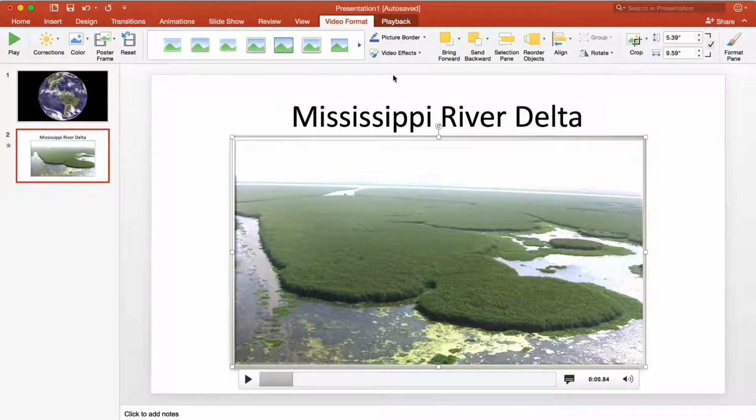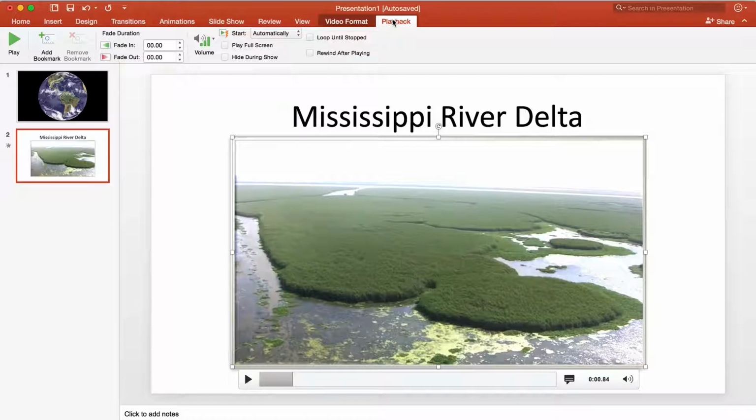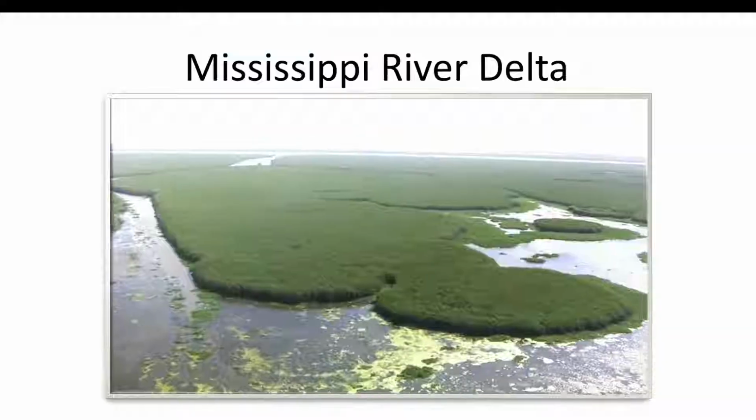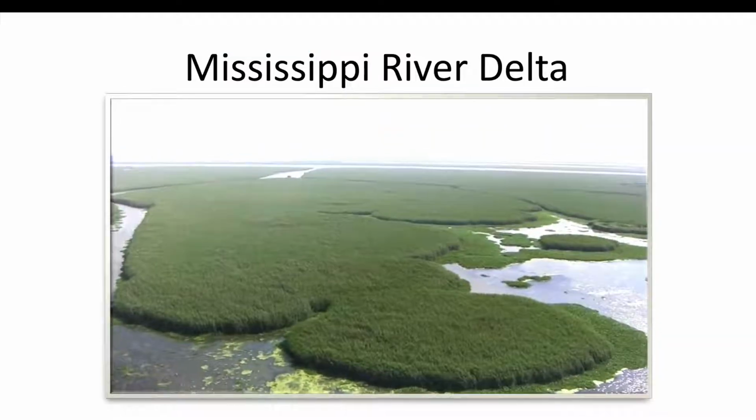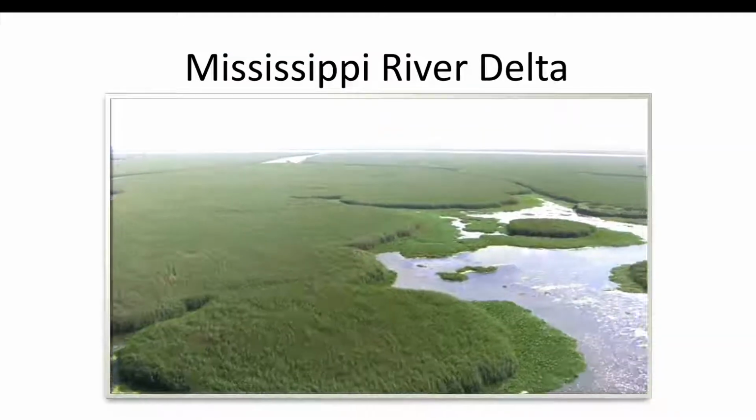Speaking of which, let's now look at playback options. Select the Playback tab and go to the Start option. Here you can set your video to start either manually or automatically when you advance to the slide with the video. I'll select automatically. Now when I start the presentation and advance to that slide, the video starts as soon as the slide appears.